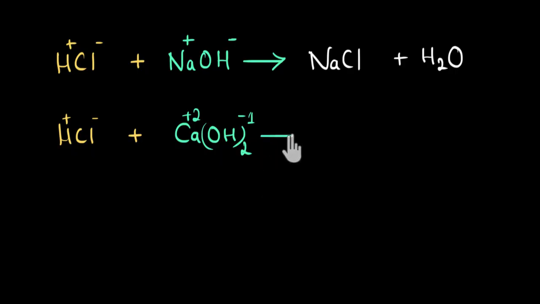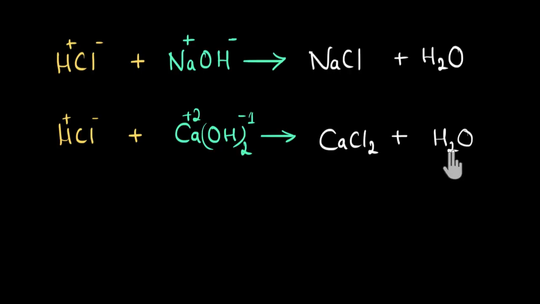Now, if I react them, again a double displacement reaction is going to happen. The ions are going to exchange positions. So the calcium ion will now get attracted to Cl-, and we will get calcium chloride, CaCl2. And H+ will get attracted to the OH- ion, and we'll get water, H2O.